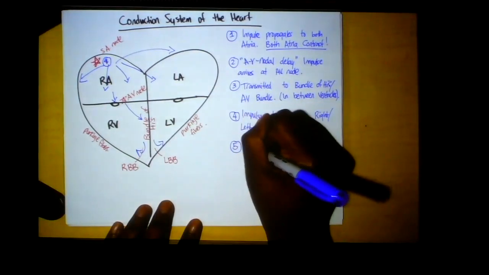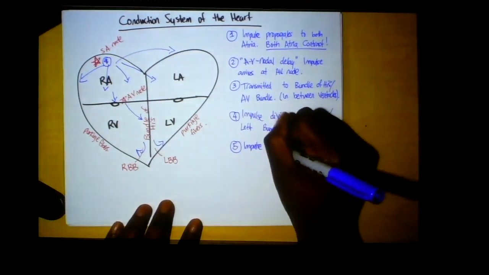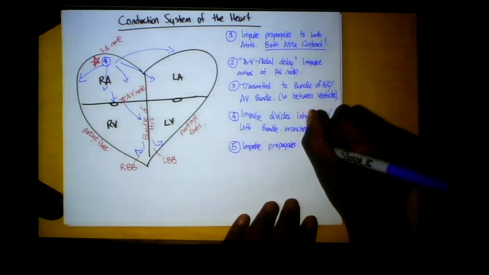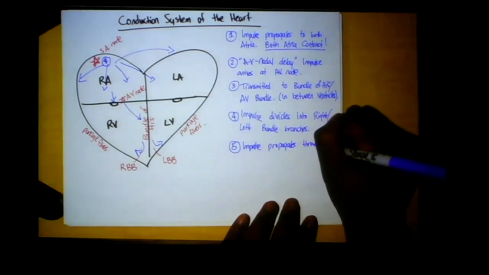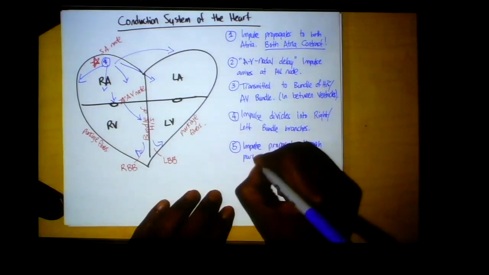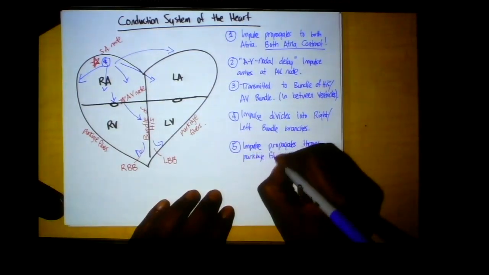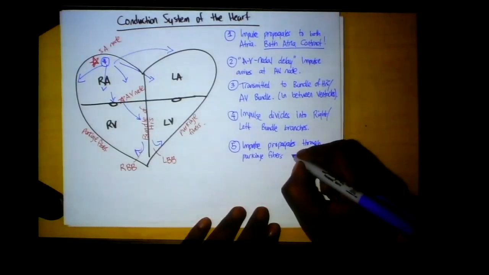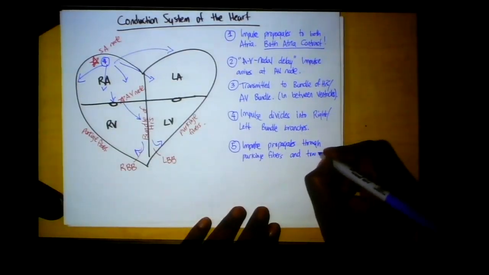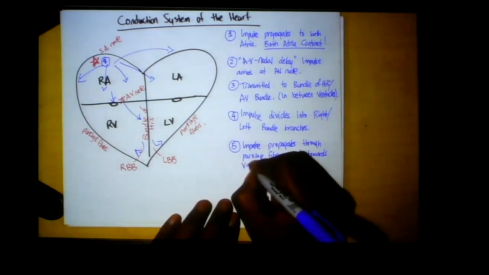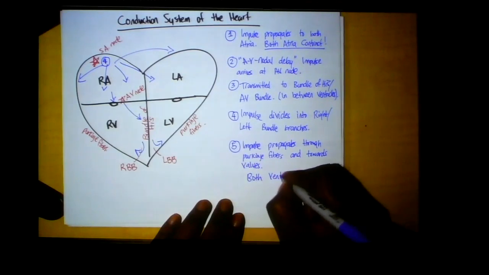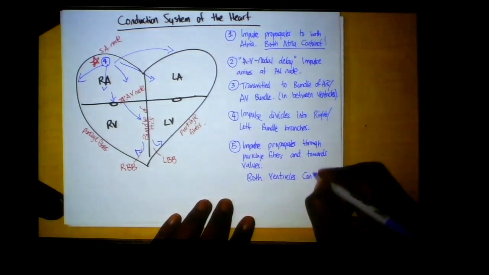So the impulse propagates through Purkinje fibers. This is on both sides, right? Purkinje fibers on both sides and towards valves. Okay, and then here we have both ventricles contracting.